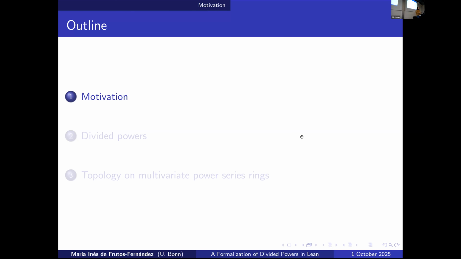Then I will give you the formal definition of divided powers, and I will discuss the main points of our formalization. And while doing so, we'll see that to do one part of this formalization properly, we actually needed some results from topology on multivariate power series rings. And these were not previously available in Lean, so we also added them. So I will give you a quick overview of these results.